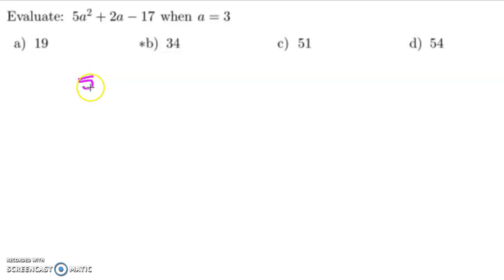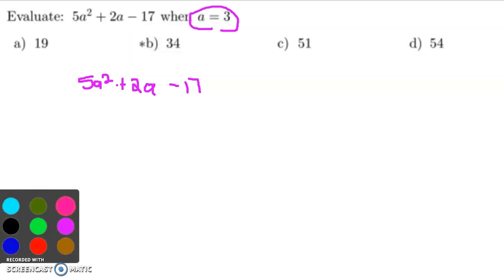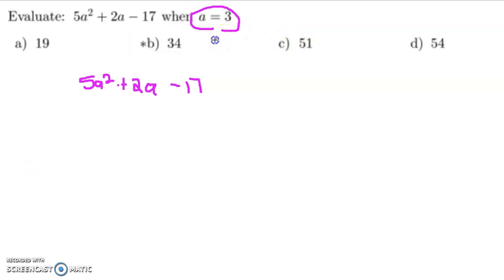So if I go ahead and rewrite this expression down here, and it's an expression because it does not have an equal sign, I'm just going to rewrite it so I can work with the problem. But now I know that a is equal to 3. And when I see that a is equal to 3, all that means is wherever I see an a in this expression, I am now going to replace it with the value of 3.